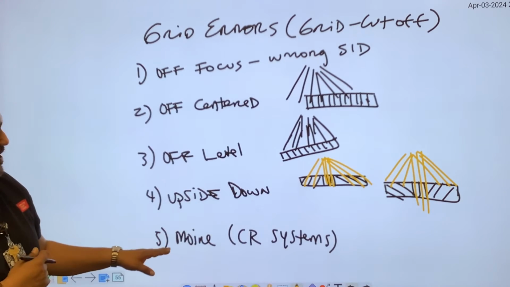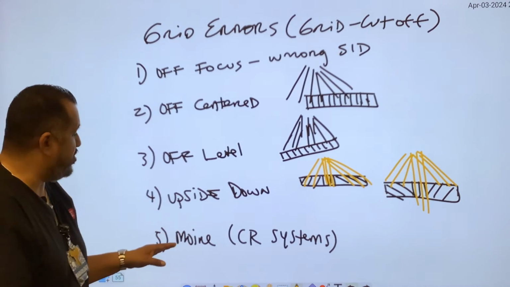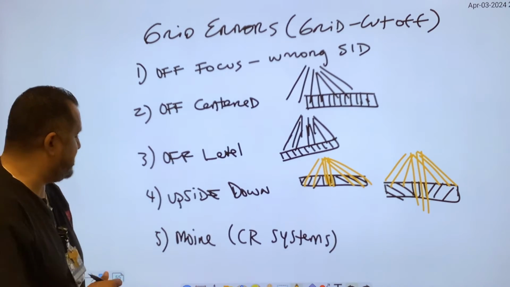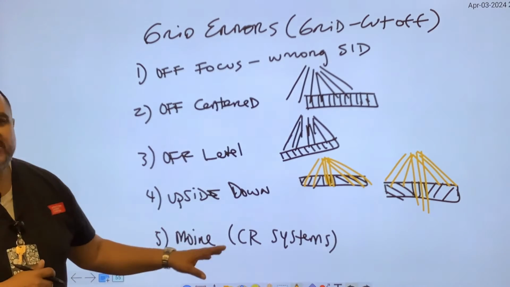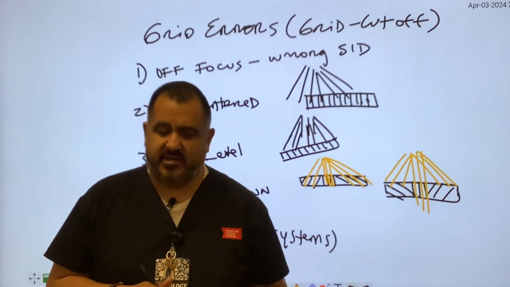Now the last one here, you guys, and this is also included in the textbook. I think it's on the next page or so, but it's in chapter, what is this? Chapter 18 on the grids. The Moire. So a Moire pattern is a diagonal line pattern that occurs on the image.